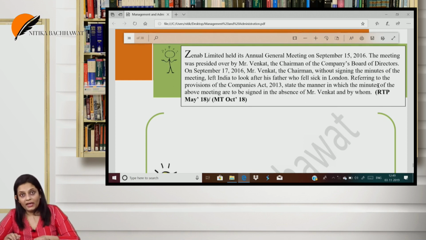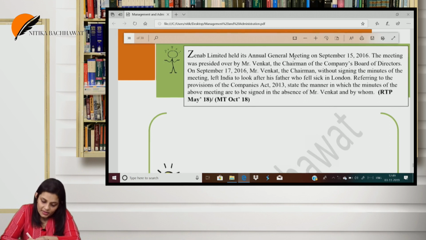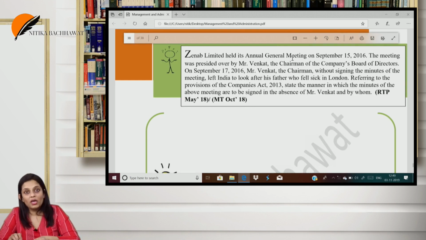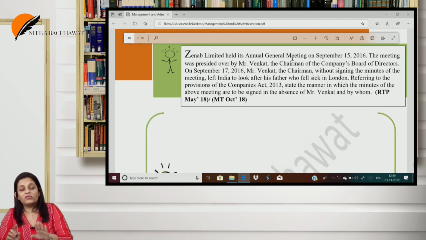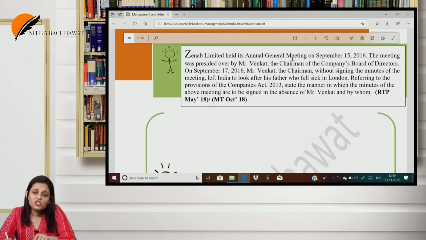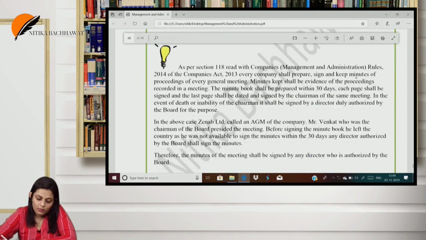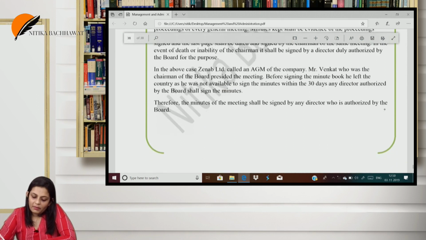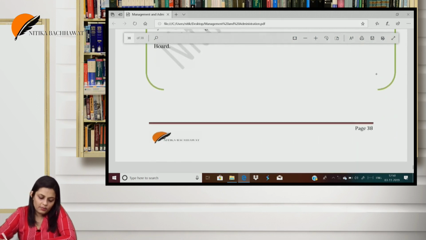It should be signed by the chairman. In case of a general meeting, it should be signed by the chairman. In case of inability of the chairman to sign, it shall be signed by any person authorized by the board. So, it shall be signed by any director who is authorized by the board.